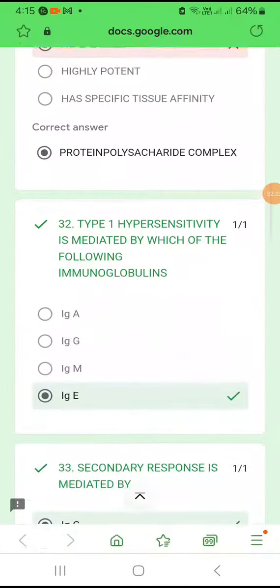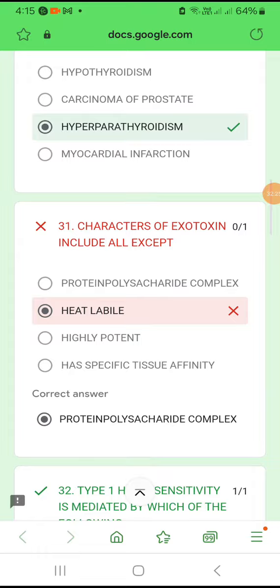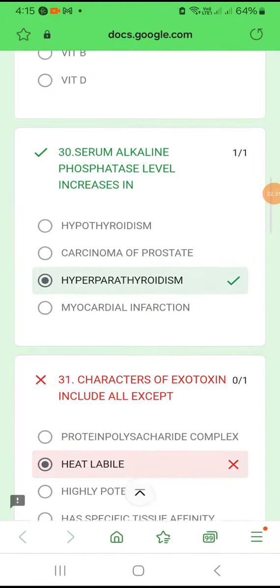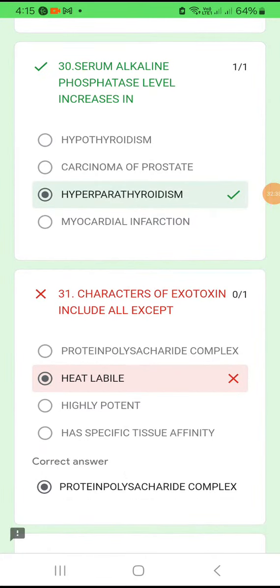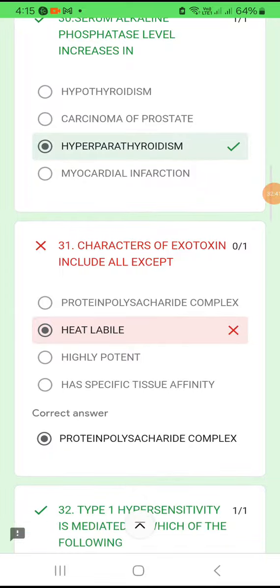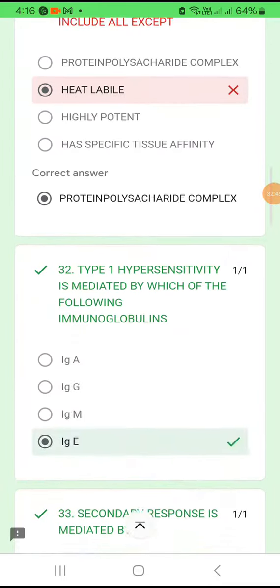Okay, then the next correction: characters of exotoxin include all of them except, the answer is that they are not protein polysaccharide complexes. Okay, so that is the answer. Whenever you mark the answer, please note down whether they have asked except or not. So characters of exotoxin include all except; when it is asked you have to mark protein polysaccharide complex.